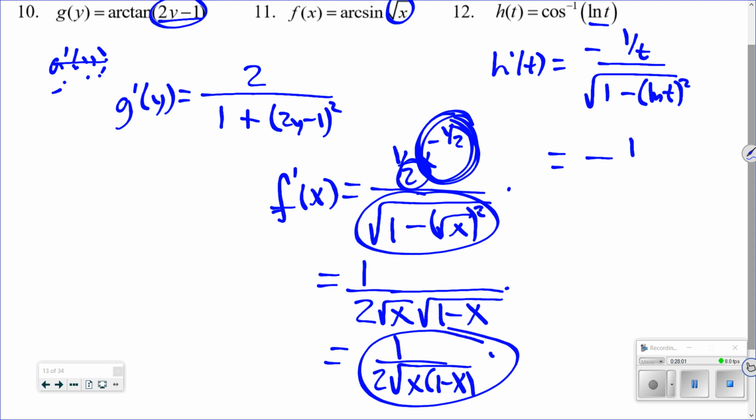So if you want to write it this way, negative 1 over t square root of... sorry, let me redo that. It's not the t that's squared, but it's the ln of t squared. So ln of t squared. Not a lot you can do there to simplify it besides that.